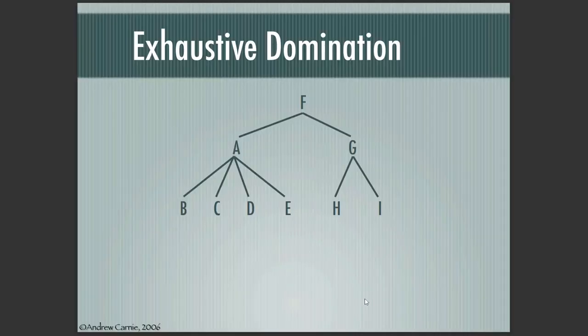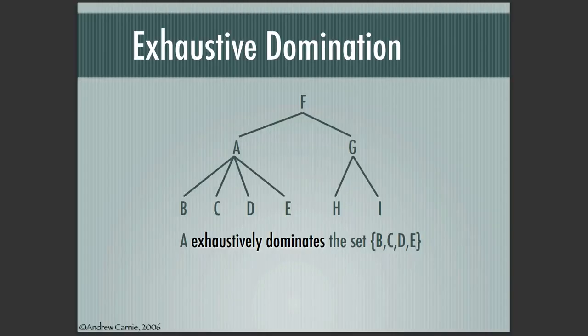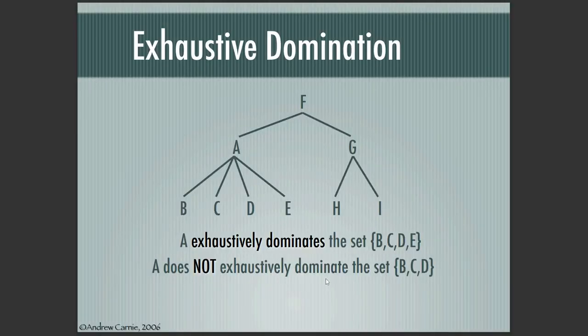Let's take an example. As you can see in the tree here, A exhaustively dominates the set of B, C, D, E. But it doesn't exhaustively dominate the set of B, C, D. We should not neglect E because it is also in the set. We should respect it. We should say B, C, D, E as a whole set that is exhaustively dominated by E. I'm sorry, by A.